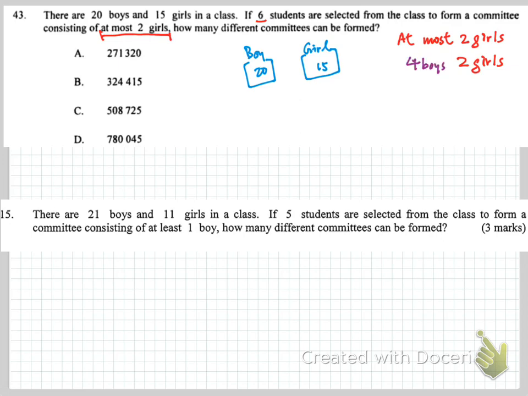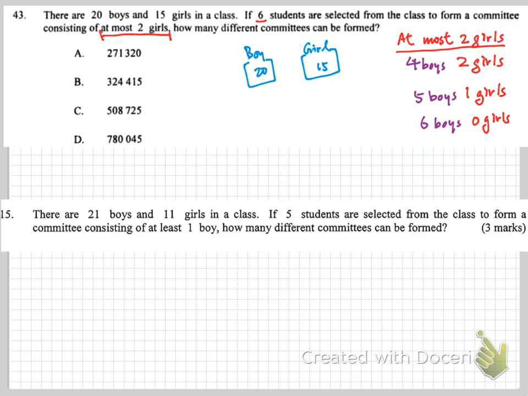So this is at most 2 girls. In addition, we can have just 1 girl, just 1 girl and 5 boys. These are some of the possible ways we can achieve at most 2 girls. If there is 1 girl, then there are 5 boys, in order to make a committee of 6. And don't forget that we can also have an all boys combination, 6 boys, no girl. This is also compatible with the description of at most 2 girls.